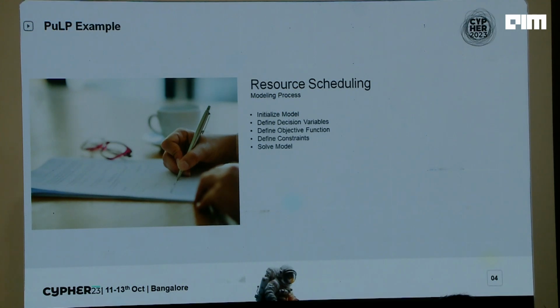So in terms of resource scheduling, the modeling process in PuLP, in general, will take these 5 steps, be it a resource scheduling problem or anything. You have to initialize the model, define the decision variables, define the objective function, define the constraints, and solve the model finally. And for this model, you can also say that you are going to use CPLEX or Gurobi to solve it.